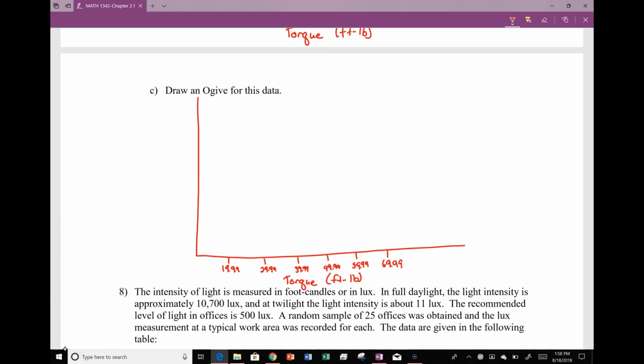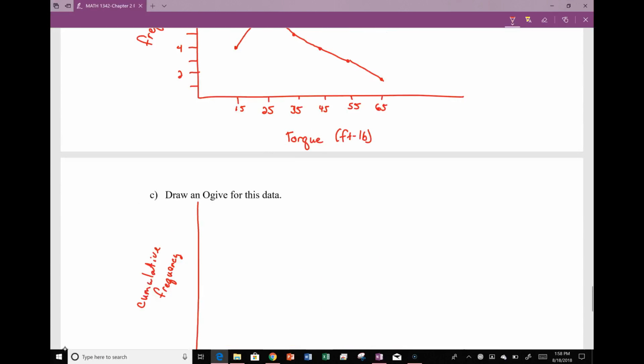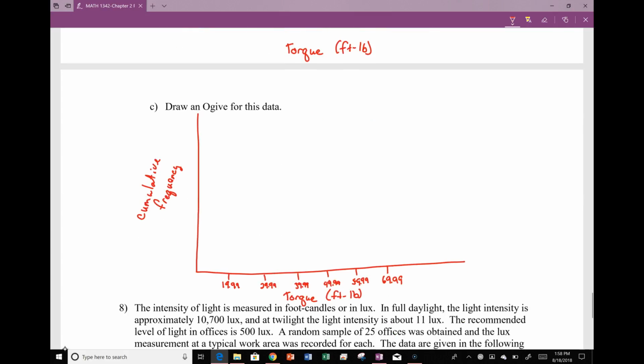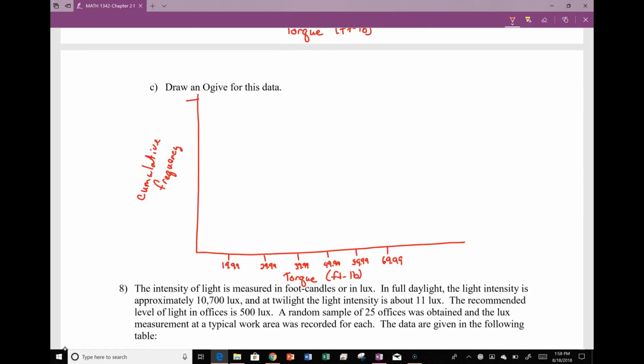Then on the side, on the vertical axis, I'm not going to use frequency, I'm going to use cumulative frequency. So instead of just the numbers of 4, 7, and so forth, I'm actually going to use that last column that was created: 4, 11, 16, 20, 23, 25. So I'm going to come over here. So now I need to go up to 25. So 5, 10, 15, 20, 25.